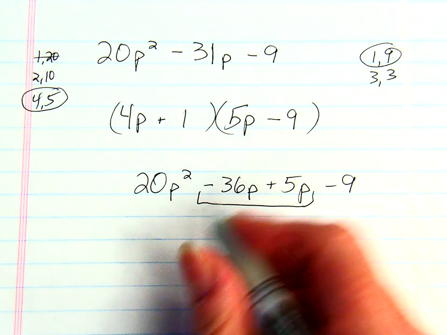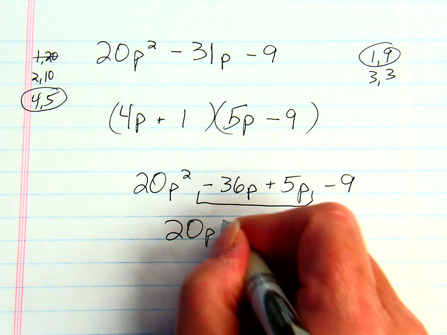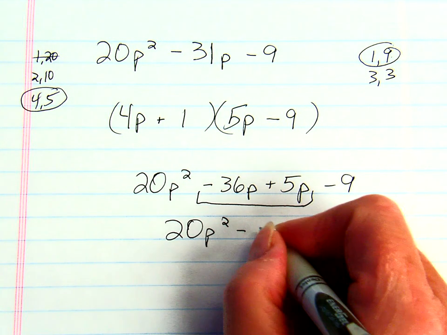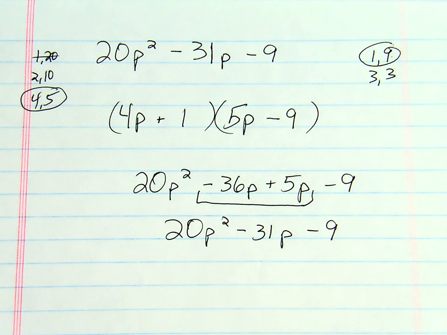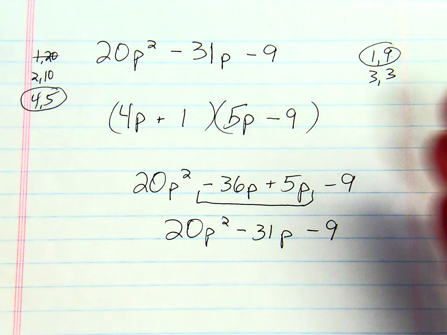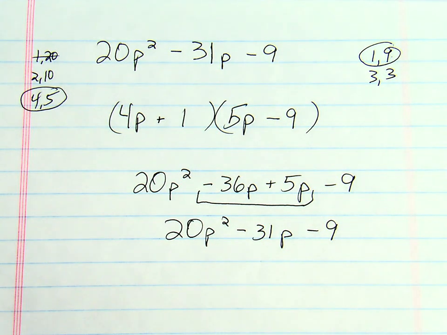Combine these two together: 20p squared minus 31p minus 9. Okay, so there we have it. So we're looking at combinations of our factors and figuring it out.